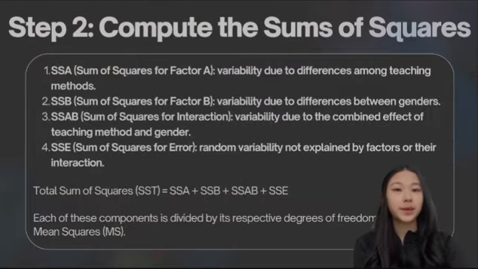Step 2, computing the sum of squares. The second step is to calculate the sum of squares, which represents the variability in the data.